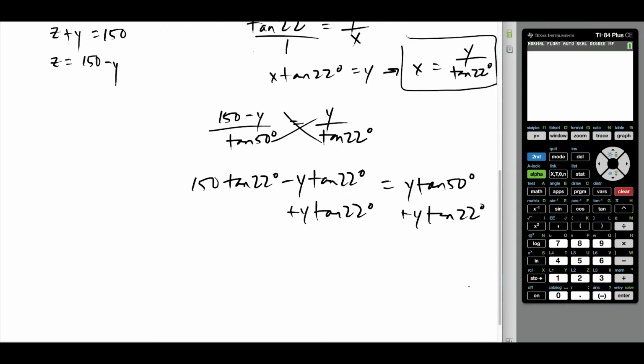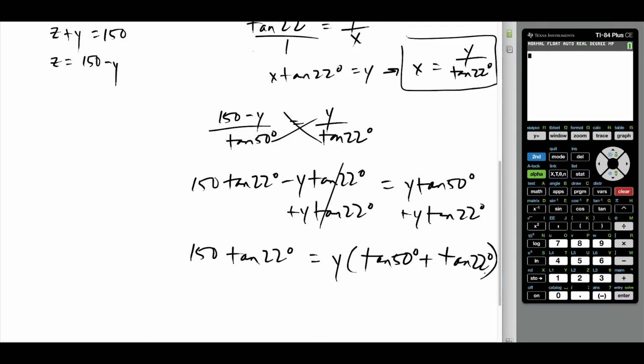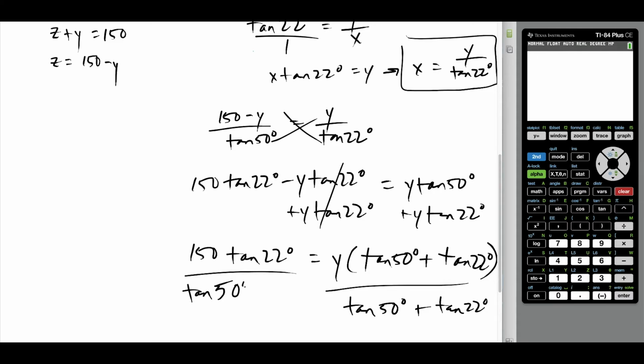So at this step, once these terms cancel, we have 150 tangent of 22 degrees equals y tangent 50 plus y tangent 22. So I could factor out a y, and I'm left with tangent 50 plus tangent of 22, and of course I'm including the degrees here. So if I want to solve for y, I'm just going to divide both sides by this factor, which gives us one of the values that we need. So we have divided by tangent of 50 degrees plus tangent of 22 degrees.